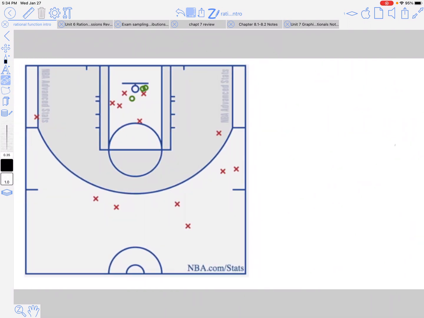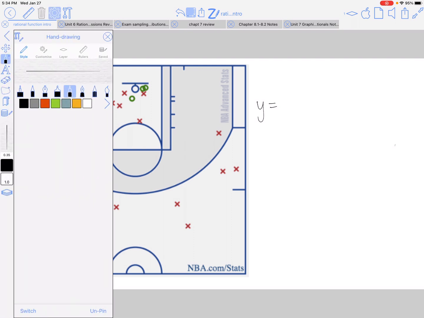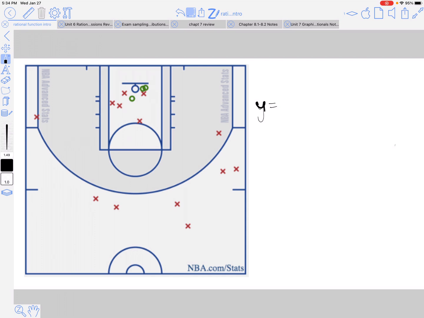If you remember the last lesson, we talked about how we're working with rational functions. So we're working with fractions that have x's and we're graphing them. So we have y equals, and this is the example I gave earlier. This basketball player, green means that they made the shot, and red x's means that they missed. I counted them all up, and there was 3 out of 16.